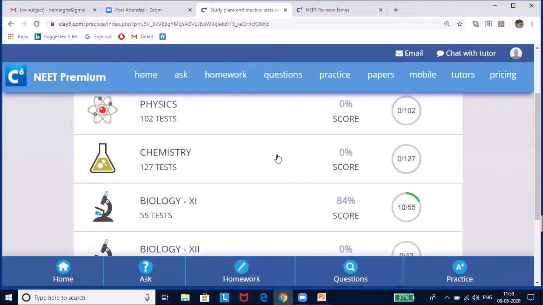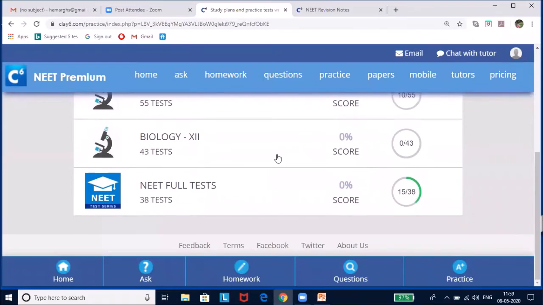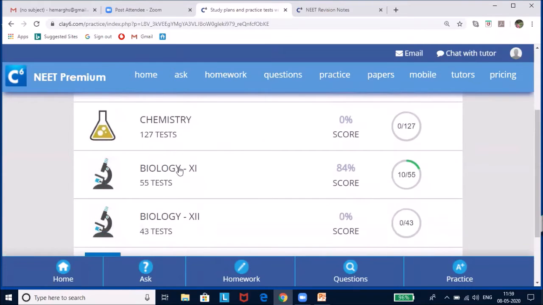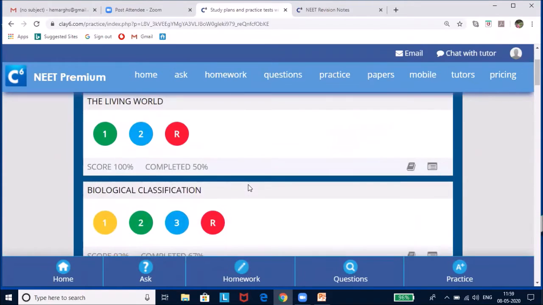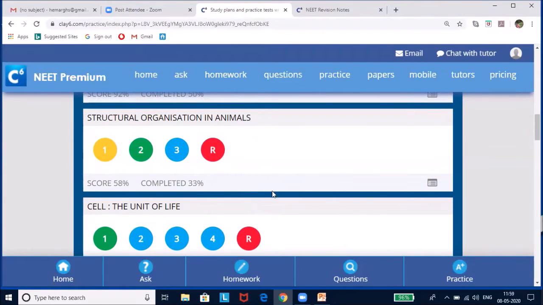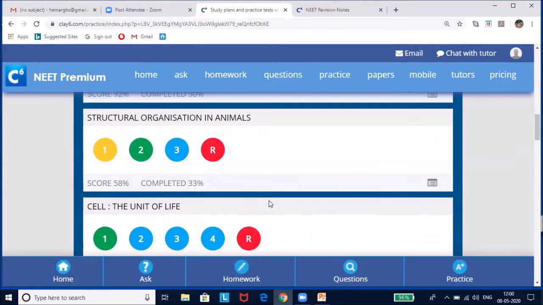Now I'm back. Okay, now you can see a lot of tests in physics, chemistry, biology, both of 11th and 12th, and NEET full tests over here. Now, if you click on biology, you will see chapter-wise tests given here. Some of the chapters, depending upon the importance and the difficulty level, where students always find it difficult to answer the questions in NEET, we have created more tests, and the number of tests is increased, giving weightage to its importance in the NEET exams and also the difficulty level.